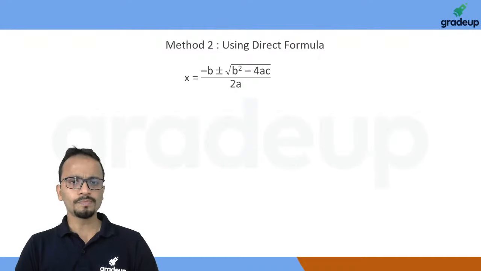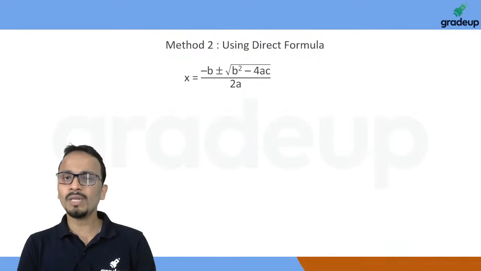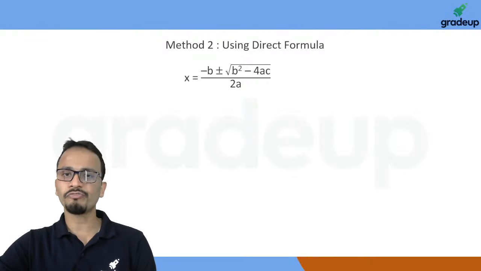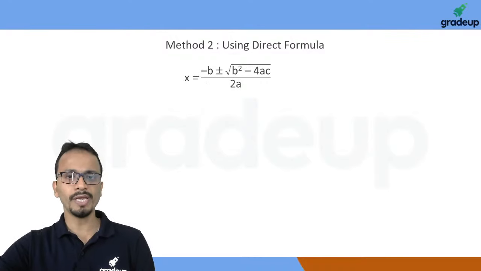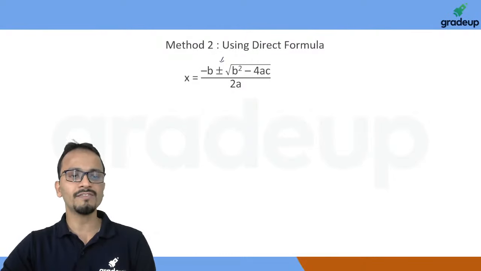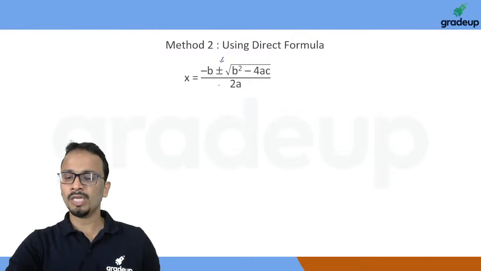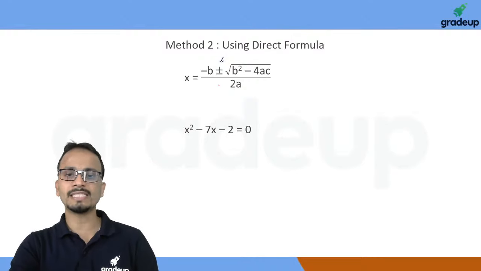Okay. So this formula is x is equal to minus b plus minus under root of b square minus 4ac upon 2a. Okay, so if you use the plus sign here, you will get one value of x. If you use the negative sign, you will get the other value of x. All right, so let's have a look at one of the examples.